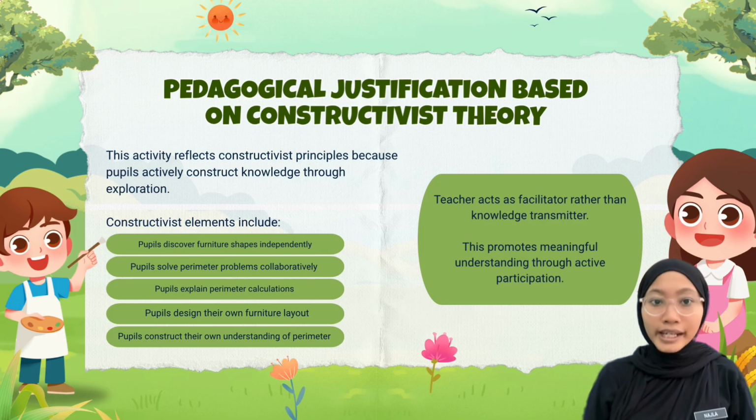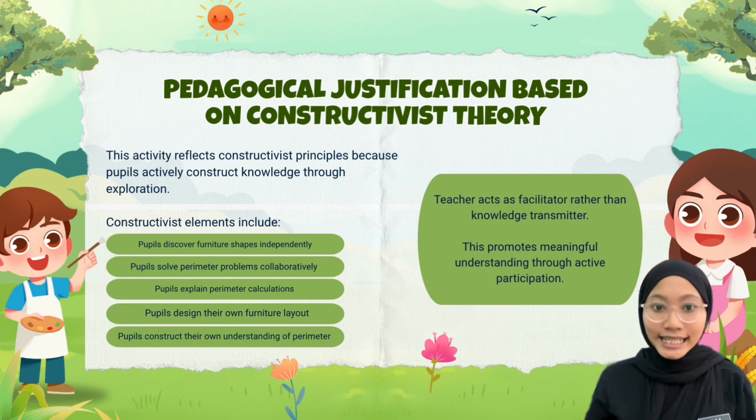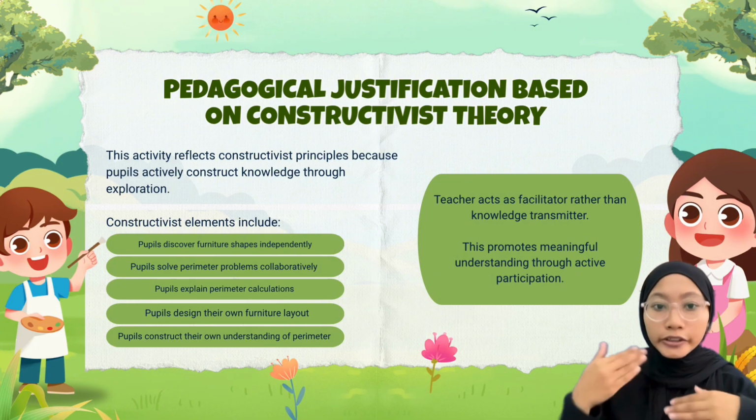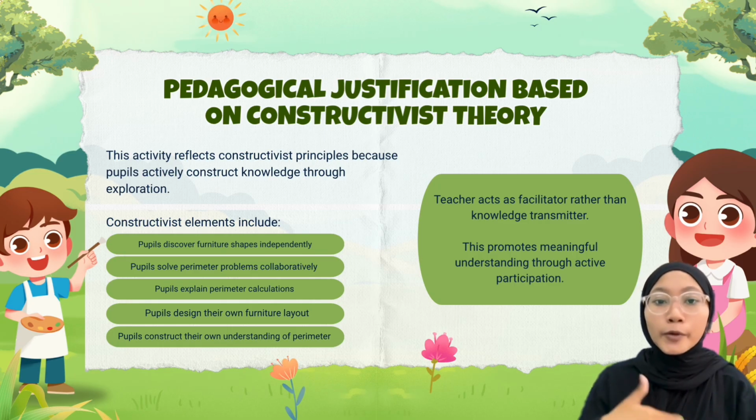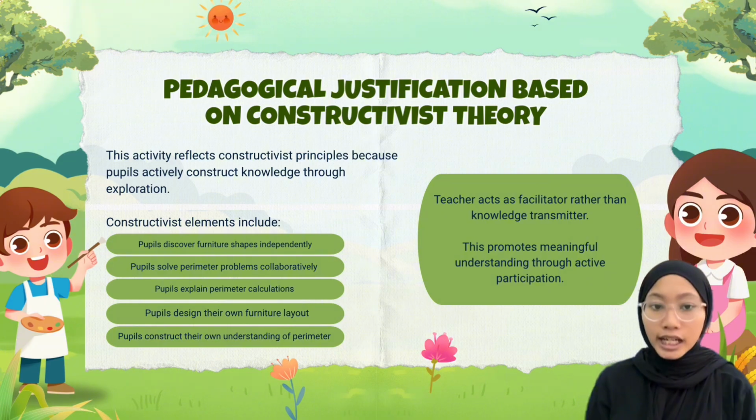Next, I will explain the pedagogical justification based on constructivist theory. This activity reflects the constructivist principle because people actively construct knowledge through exploration rather than receiving information passively. In this lesson, people discover furniture shapes independently, which encourages active learning. They also solve perimeter problems collaboratively, allowing them to share ideas and learn through discussion.